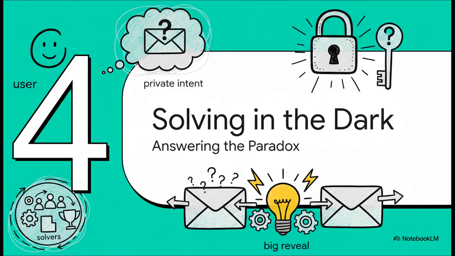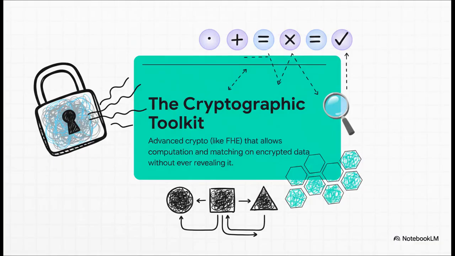Okay, so we've got users expressing what they want as intents, and we have this new class of professional solvers competing to make it happen. But for this to be a real game changer, the whole process has to be private. Which brings us right back to that original mystery. How do you match sealed envelopes? All right, here comes the big reveal. The secret, it turns out, is some seriously advanced cryptography.